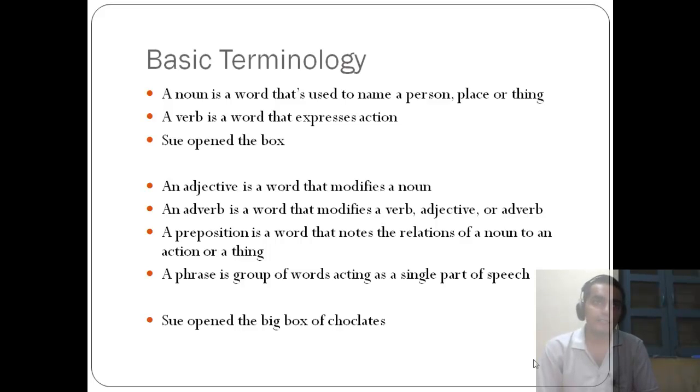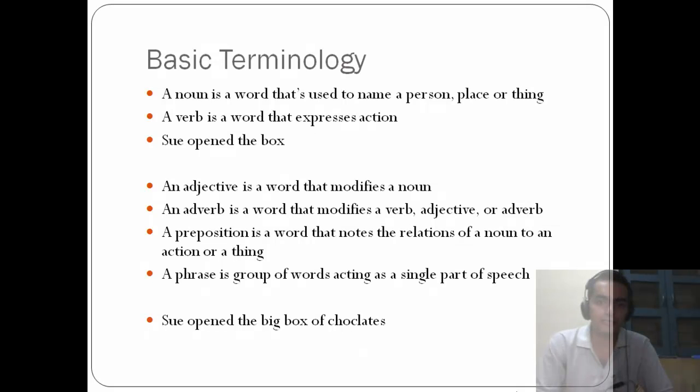An adjective is a word that modifies a noun, and an adverb is a word that modifies a verb. A preposition is a word that shows the relation of a noun to an action or a thing. A phrase is a group of words acting as a single part of speech. So, "Sue opened the big box of chocolate." Here big is an adjective and opened is a verb. So you just need a rough idea about these things, and nothing else great.